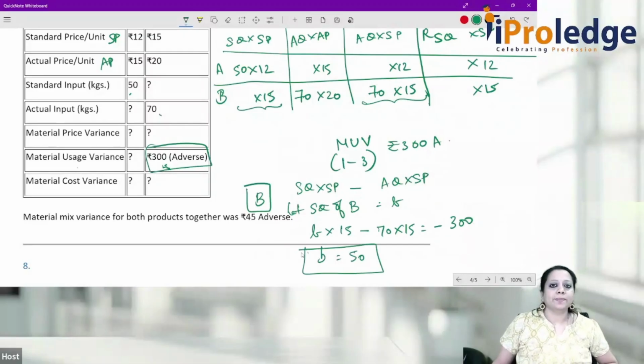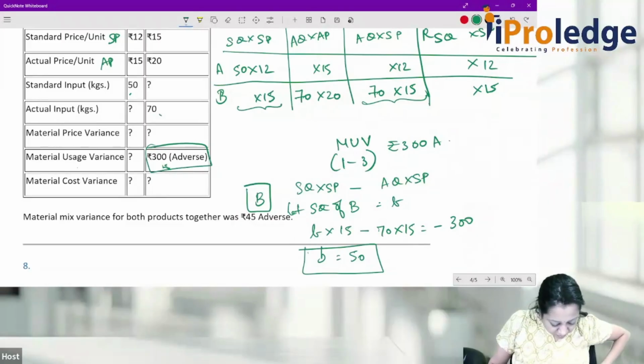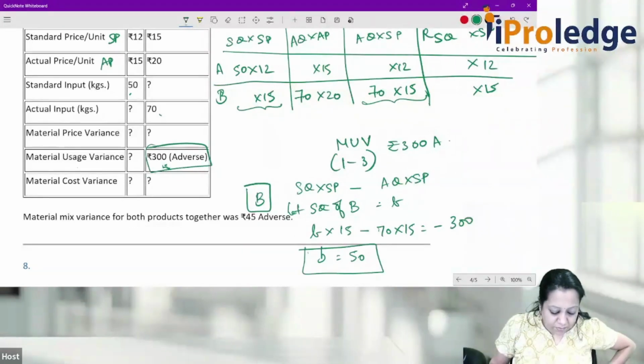Let me know if there were any problems here. Shall I erase this and continue? Yes, students, everyone? Yes.